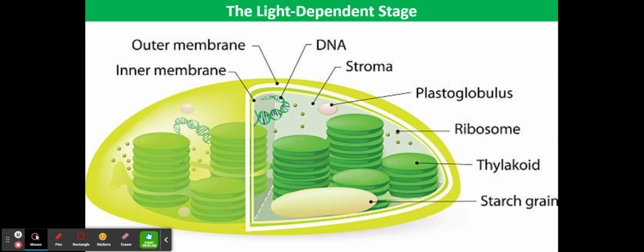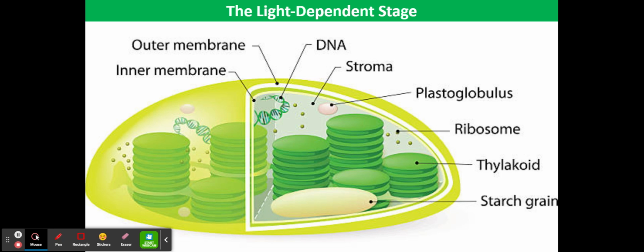This video tutorial is about the light-dependent stage of photosynthesis. The light-dependent stage of photosynthesis occurs in the grana, or the thylakoids, of chloroplasts and involves the photosystems. It involves the direct use of light energy.